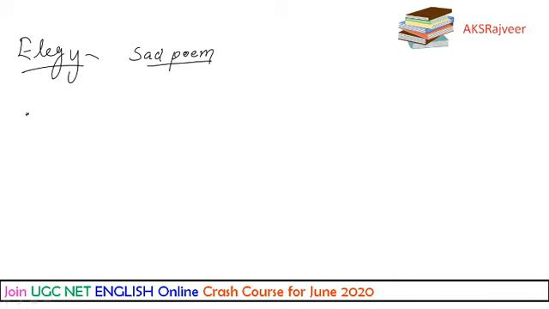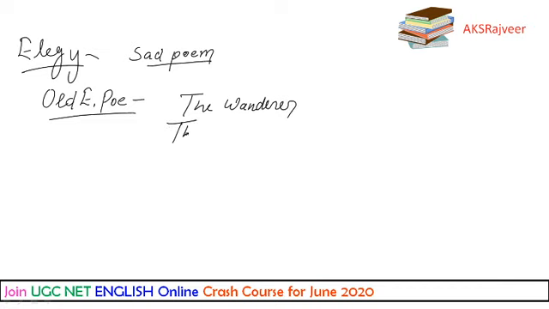Now learners, let's see what examples we have in English literature. First of all, in old English poetry we have two examples. The first one is The Wanderer, and then another one is The Seafarer.